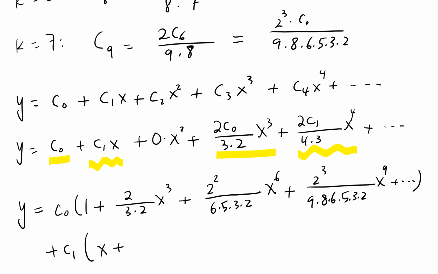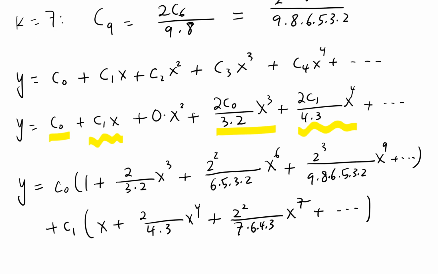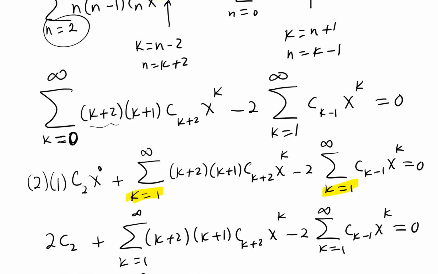It was x plus 2c0 or 2c1 over 4 times 3. Well, we took the c1 out. X to the 4th plus 2 squared over 7 times 6 times 4 times 3, x to the 7th plus da da da. You know, these are 2 linearly independent. Remember what it says here in the theorem. I'll come back to this.